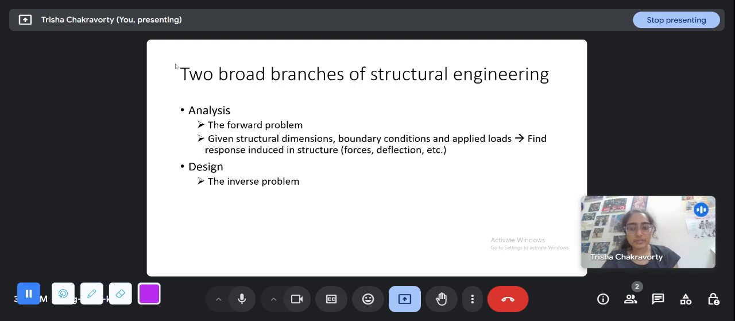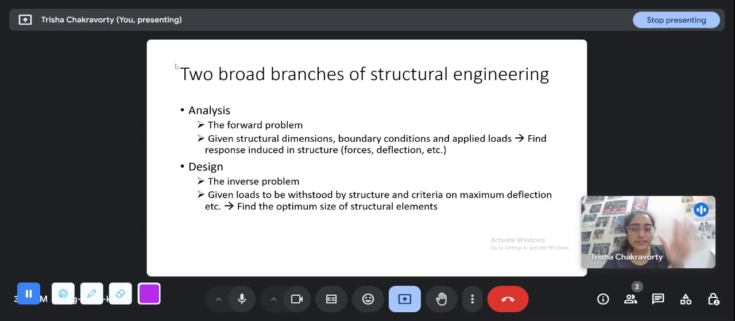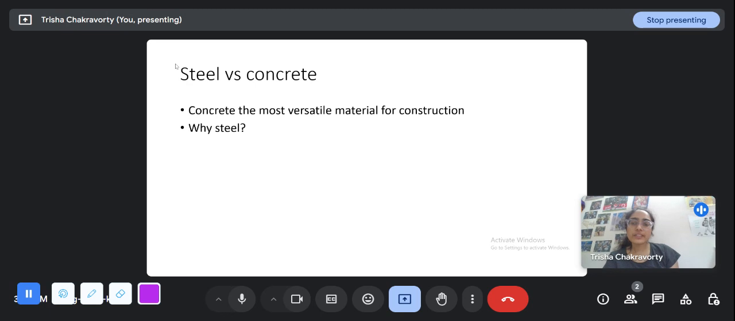Design is the inverse problem. In design, we are not given the structural dimensions and the loads in the individual elements. We are given the overall loading condition to be withstood by the structure as a whole, and then we are given some criteria on maximum deflection or maximum yield stresses, and then we have to find the optimum size of the structural elements and also their connectivity. So this is a course on design, and this is a course on steel design.